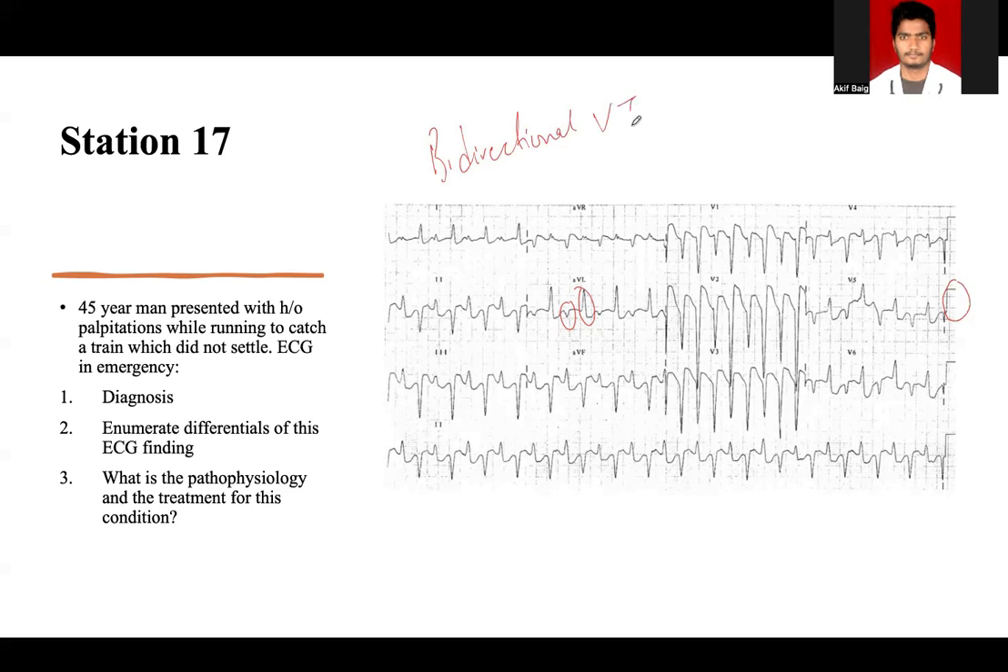Bidirectional ventricular tachycardia is classically seen in digoxin toxicity. So how do you manage this patient is basically you have to abort this VT by giving either lidocaine or phenytoin. Amiodarone is not much useful in digoxin toxicity. You can give either phenytoin or lidocaine, and you also have to give DigiBind to remove the toxic digoxin. So this is classical bidirectional VT.